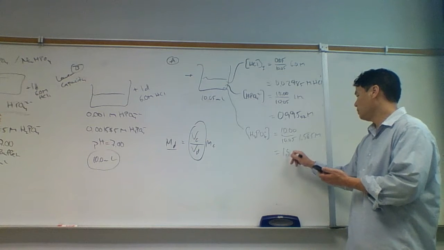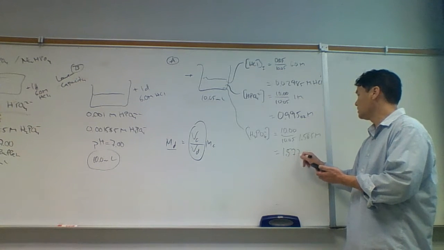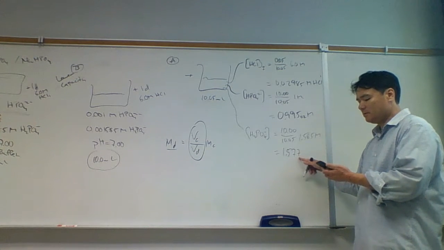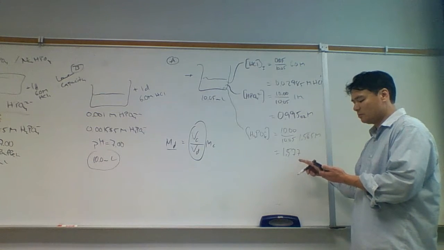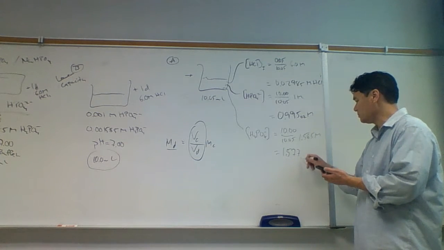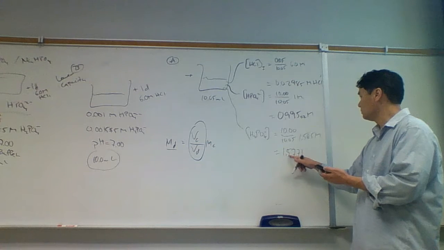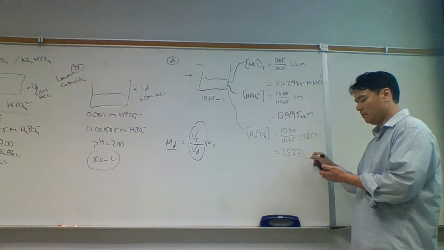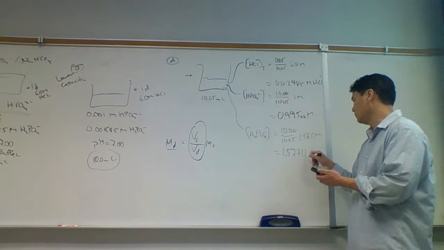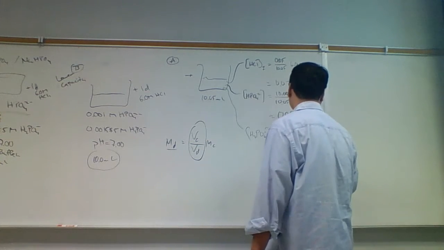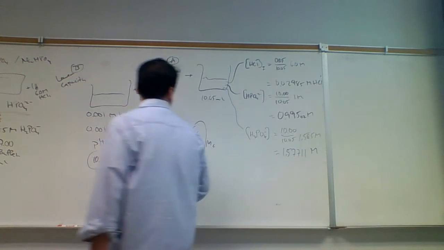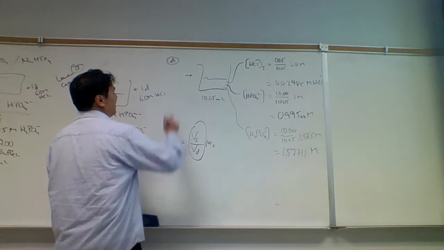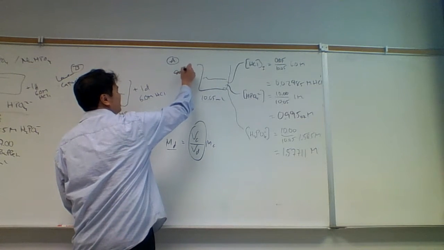And this is going to give me 1.577. Sometimes these dilutions are so small we have to carry extra digits, otherwise we lose the dilution. So I'll go 1.57711 molar. All right, this is what I call step I. Step I is solution dilution.